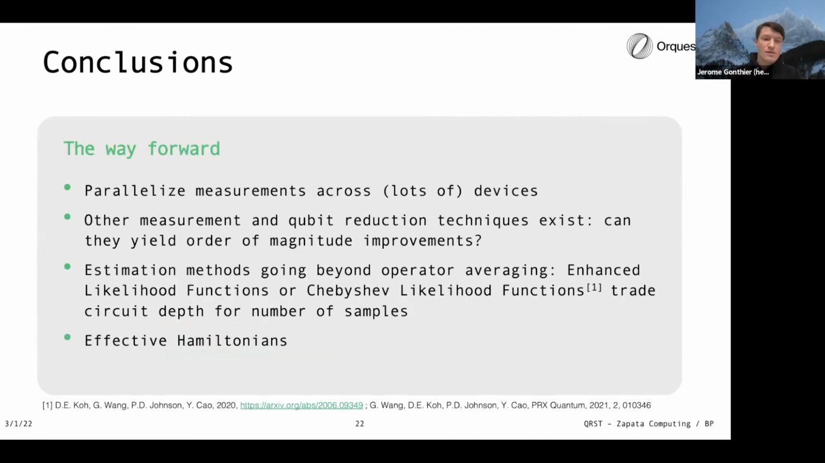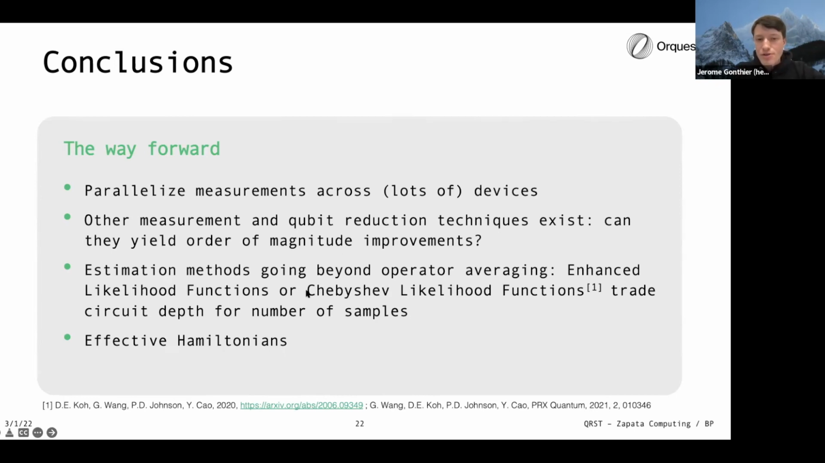So the way forward is possibly to parallelize measurements across lots of devices, to look at other measurement and qubit reduction techniques that have been published since our work. There have been a lot of new ideas in this field that are worth exploring, but they will need to yield order of magnitude improvements to help us.